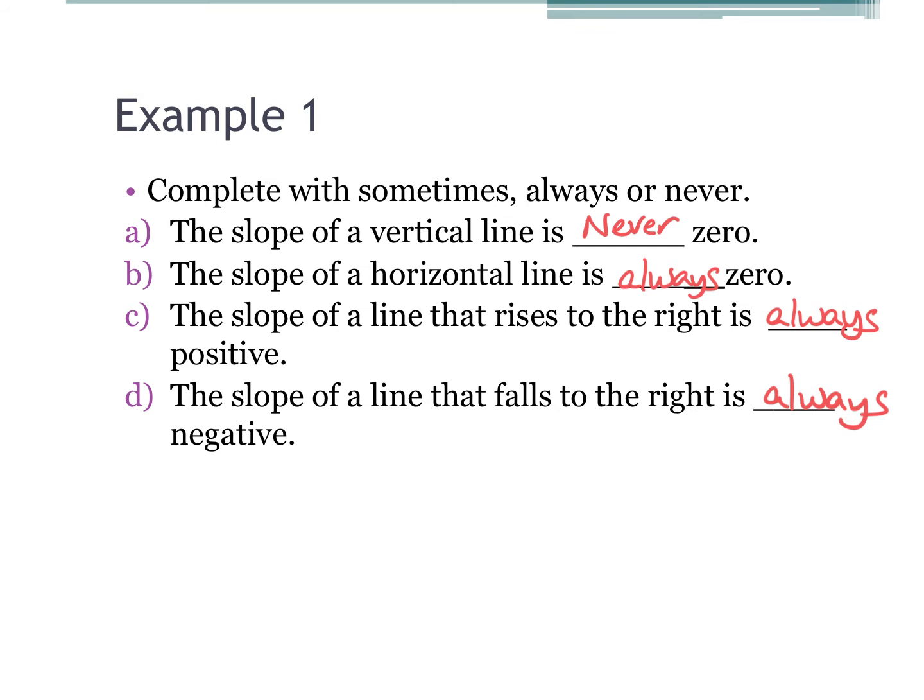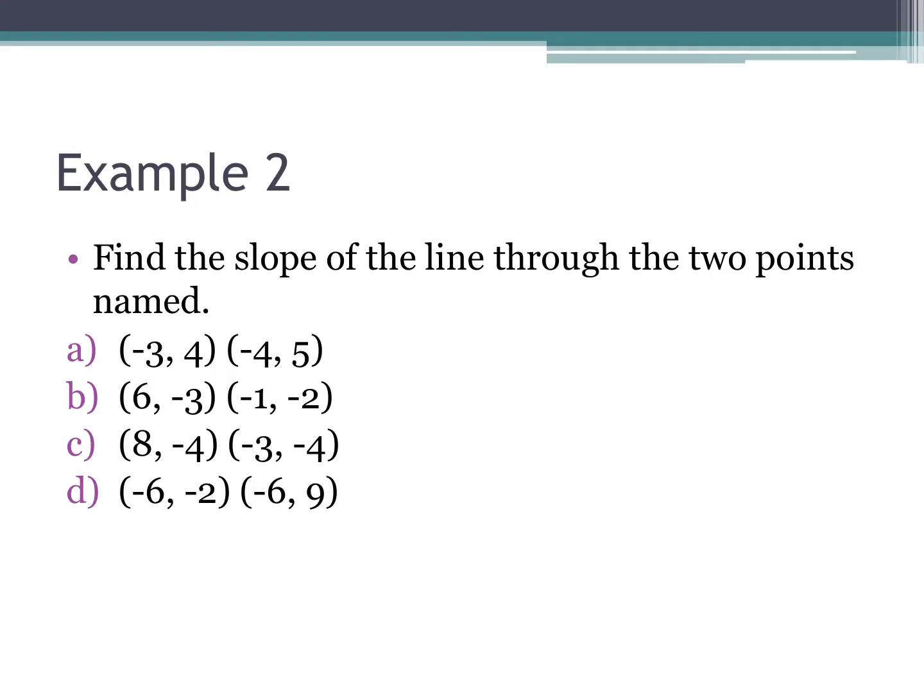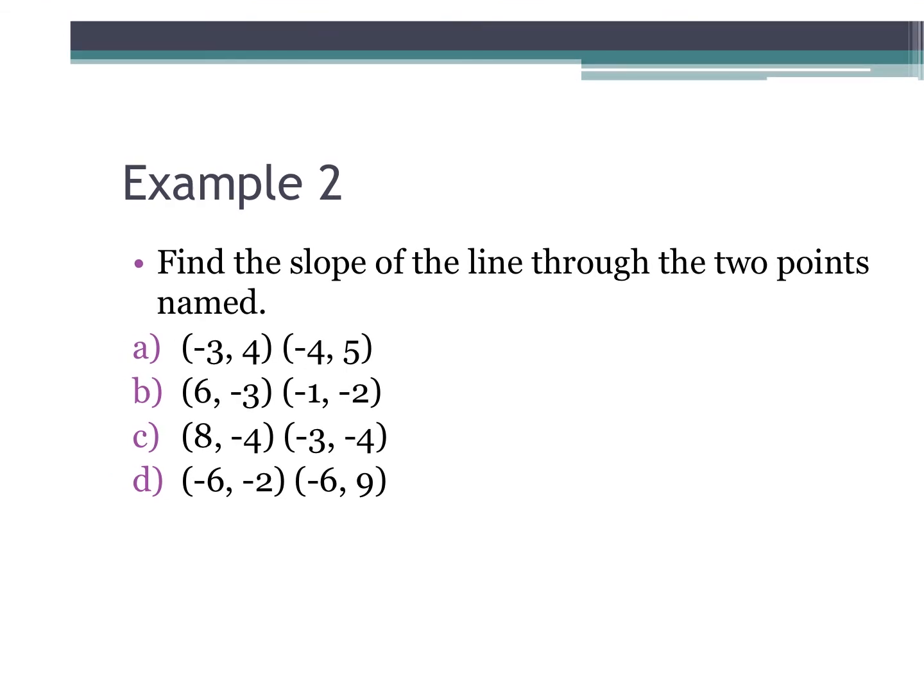Let's try practicing calculating the slope given two ordered pairs. So it says find the slope of the line through the 2 points that are named. The hardest part here is just being careful with the signs. So again, remember the formula. Remember, slope is indicated by a lowercase letter m, and it's y2 minus y1 divided by x2 minus x1.